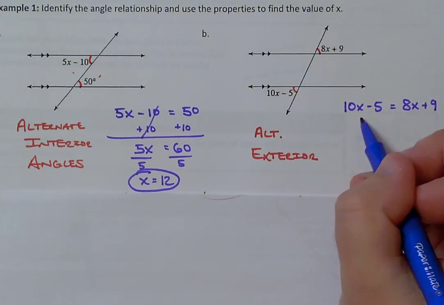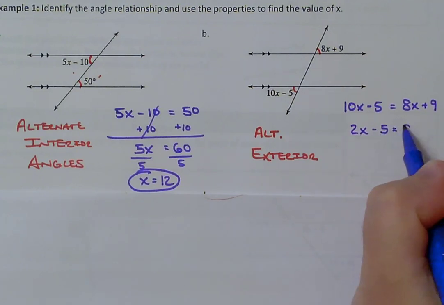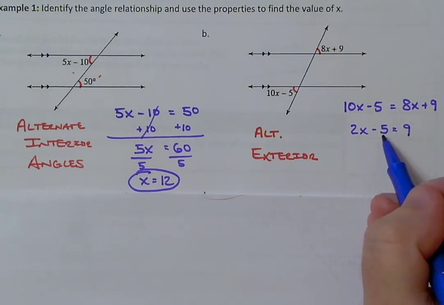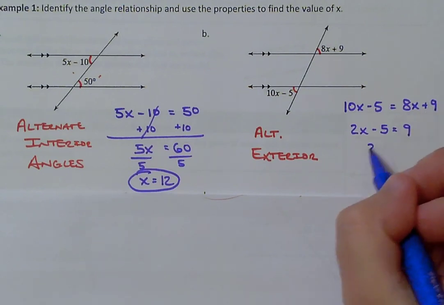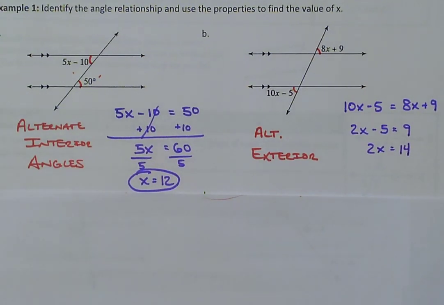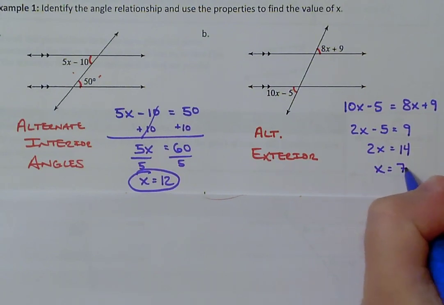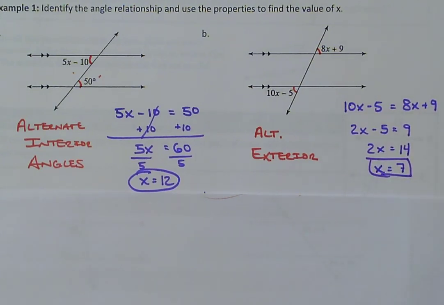So I'm going to move 8x to the left. We get 2x minus 5 equals 9. I'm going to add the 5 to the right. We get 2x equals 14, because 9 plus 5 is 14. And then divide by 2. 14 divided by 2 is going to give us 7. Meaning x equals 7 for this situation.